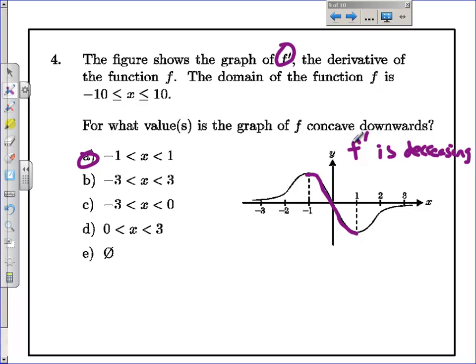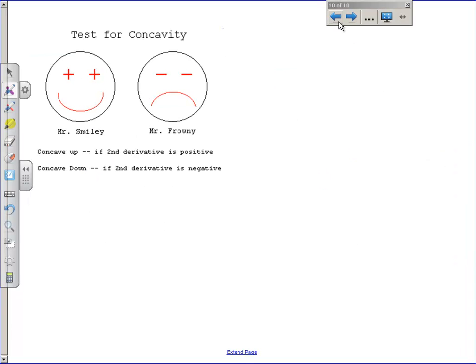So here's a little thing to remember. Concave up is like part of a smile. Second derivative is positive, concave up. Concave down is part of a frown. And that's the second derivative, negative. So anyway, that's all there is to concavity and points of inflection.